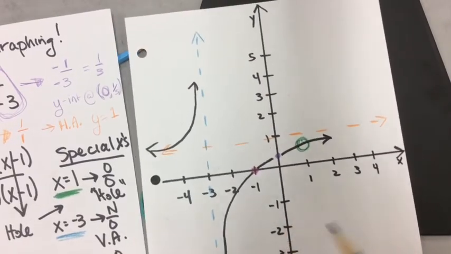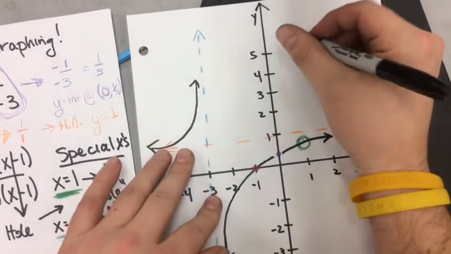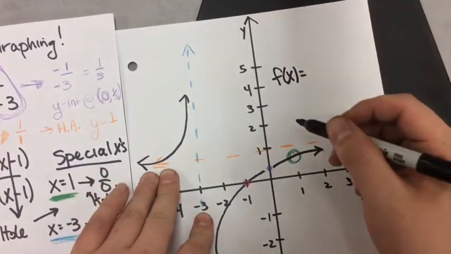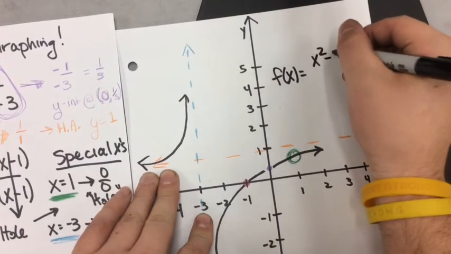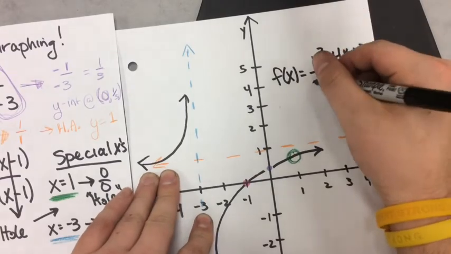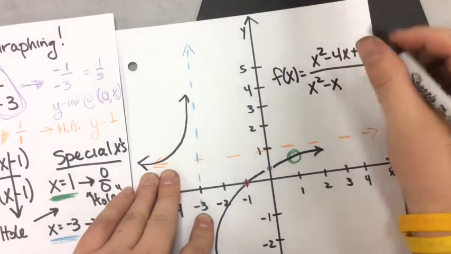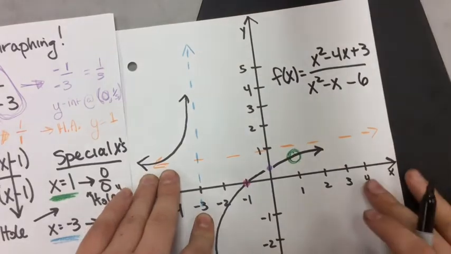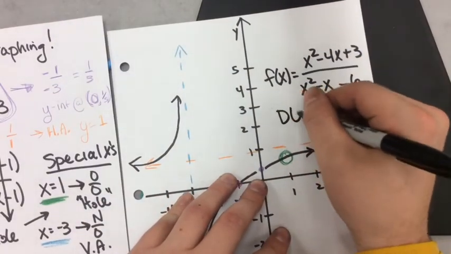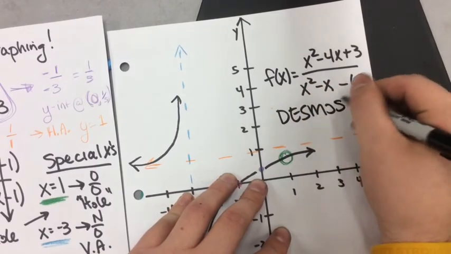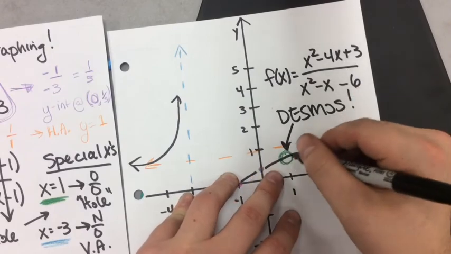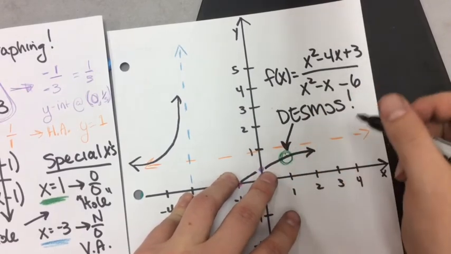This whole section is just going to be more graphing. I recommend trying at home over the weekend f of x equals x squared minus 4x plus 3 over x squared minus x minus 6. And don't forget, if you want to check how these are supposed to look afterwards, go to Desmos.com. But remember, Desmos doesn't show holes. So you need to make sure you recognize where the hole should go.